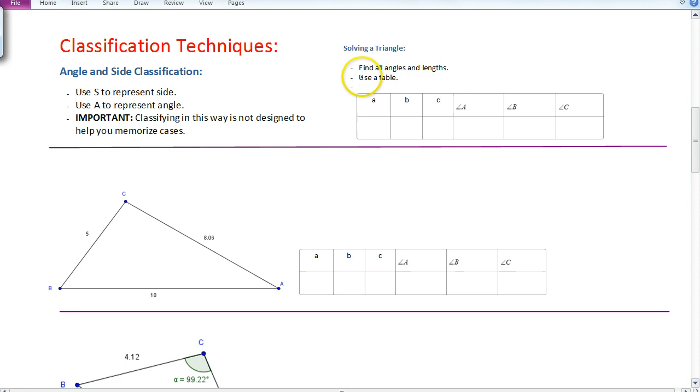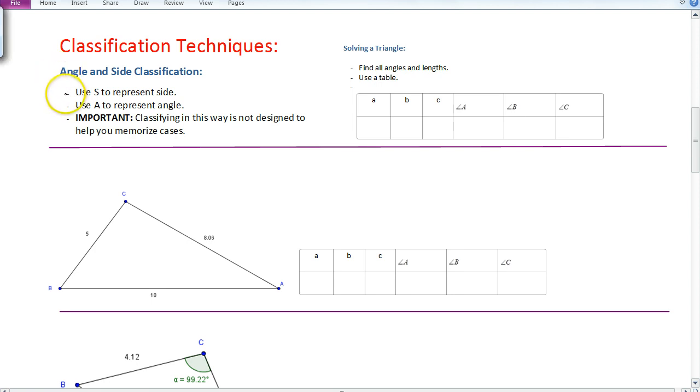I really do recommend you use a table for this. A table is really useful because that way you can write down what you know right away, and then based on what you know, you can make a decision as to what to do. So another way of classifying triangles, and this classification technique is actually designed more to tell you what approach to use, is using angle and side classifications.